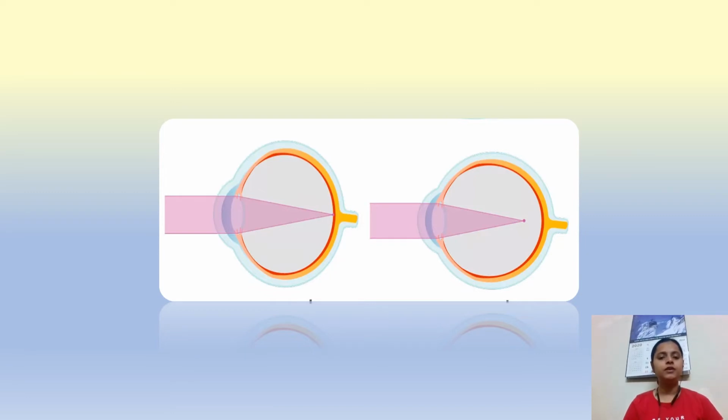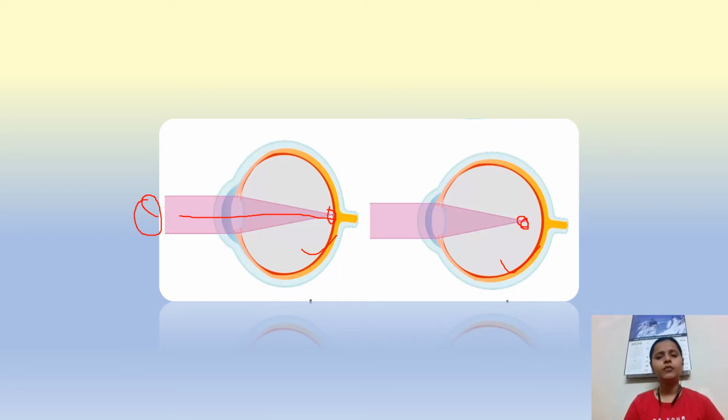So here in the first image, you can see that this is the retina, and in the first image we can see that some object is there, whose image is forming here on the retina. But in the second eye, we can see that the image is forming in front of the retina instead of on the retina. The image is not forming on the retina, instead it is forming in front of the retina.